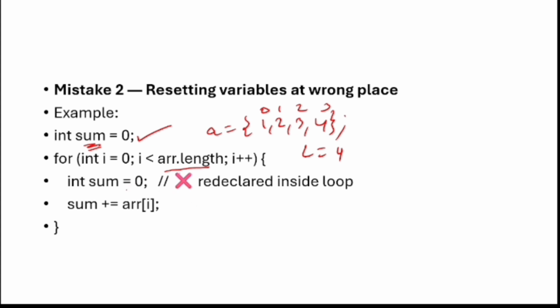And again you have declared the sum variable as 0, so it will not update the sum. Instead, it is making that sum value 0. Also you are declaring twice. Here you declared sum, and here also you declared sum, so it is redeclared inside the loop. You will not get any syntax error, but you will not get the expected output.